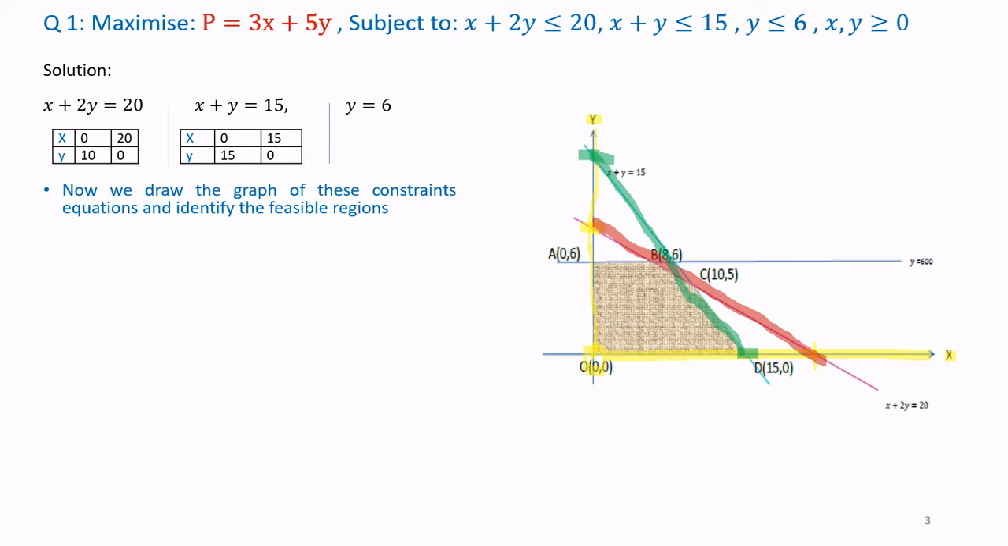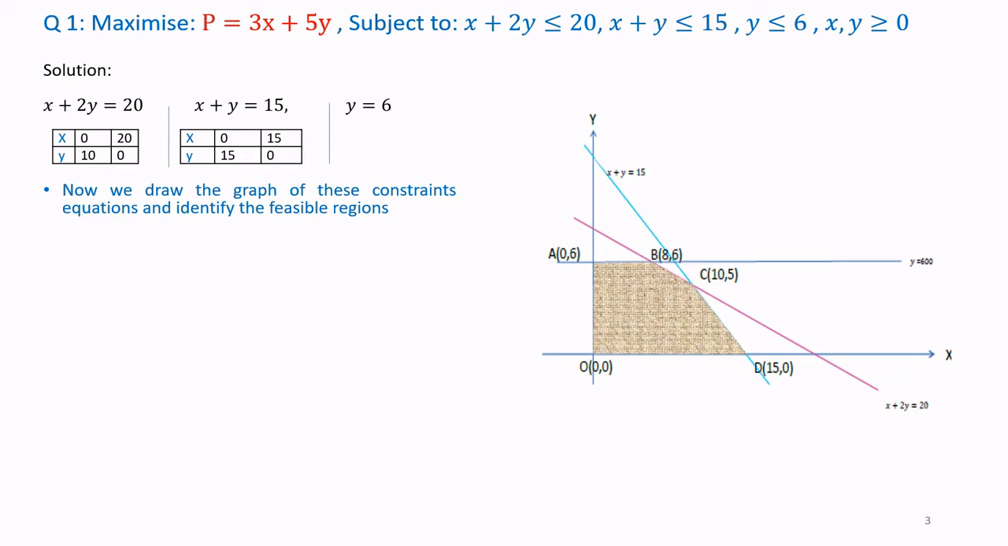Now there is another point, y is equal to 6. So you know here x is not given, so x is 0 and y is equal to 6 is here. This is y is equal to 6. So we have drawn three given lines. Now we have drawn all the points and we will mark.